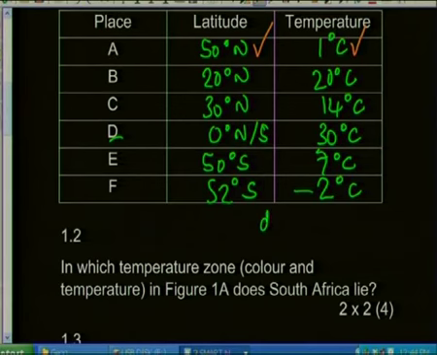Remember, we're talking about degrees for both points here, but this is degrees of position, and this is degrees of Celsius or temperature. Don't confuse that in your own mind.